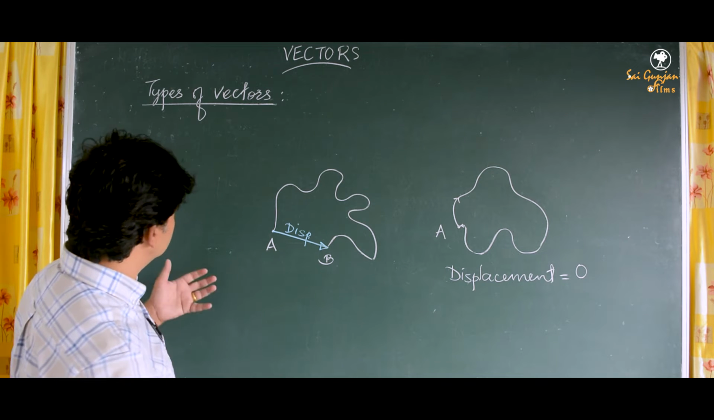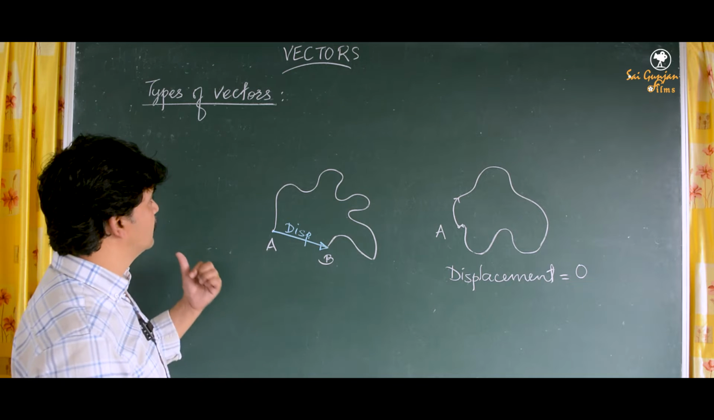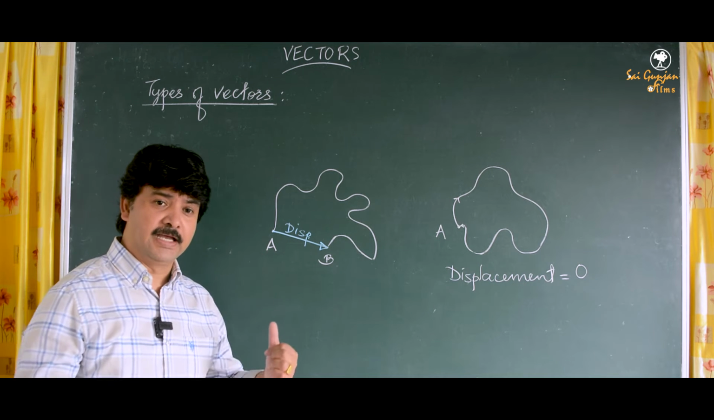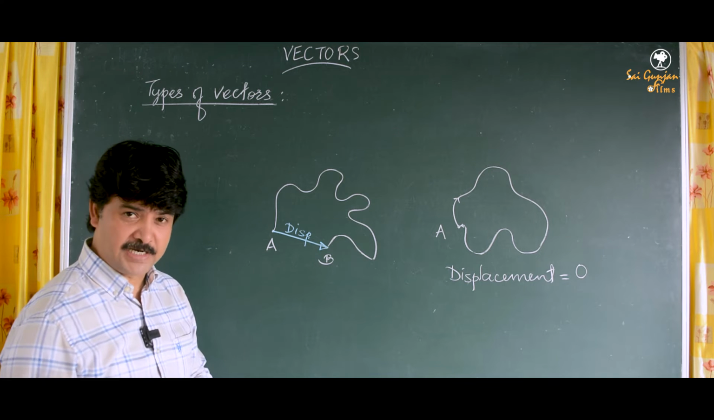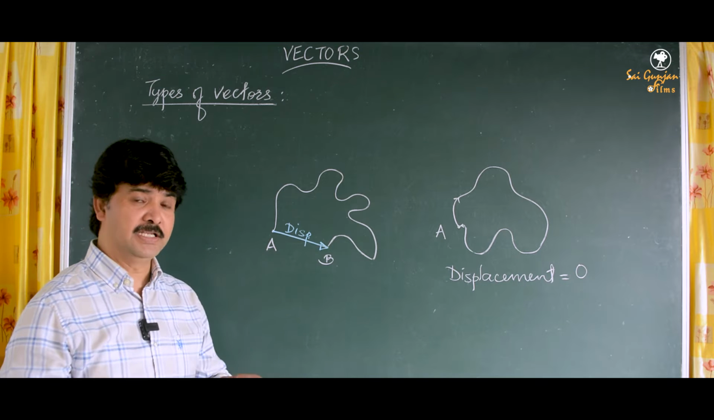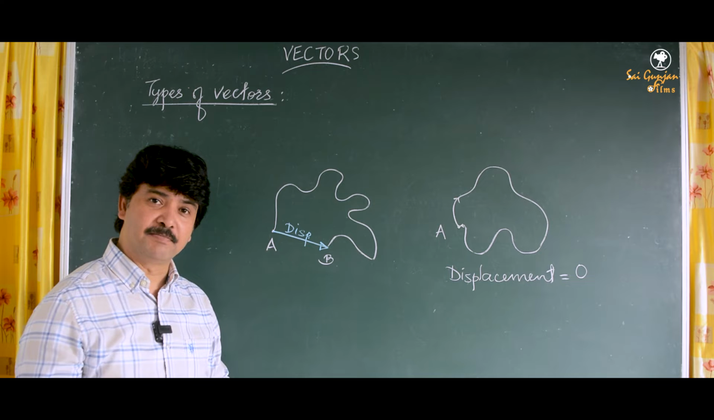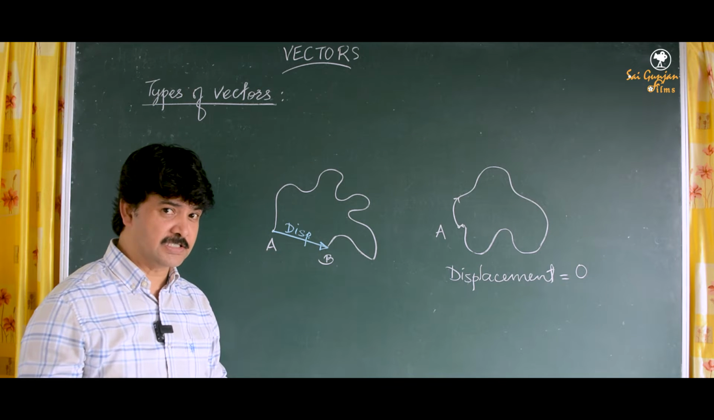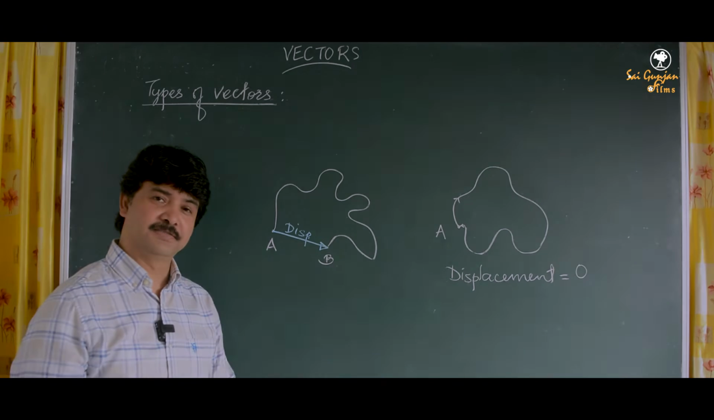So these are some of the important types of vectors, and you see vectors can be added, vectors can be subtracted, vectors can be multiplied, and vectors can be divided also. Okay, so we'll take them one by one. First, we'll take the addition of vectors.